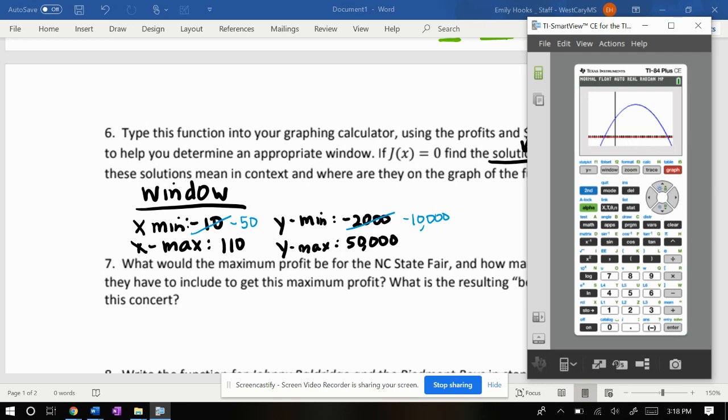So then when we graph it, we can see everything. We do have two solutions. One solution is not a real solution. It's the one on the left. But the easiest way to find it is this.